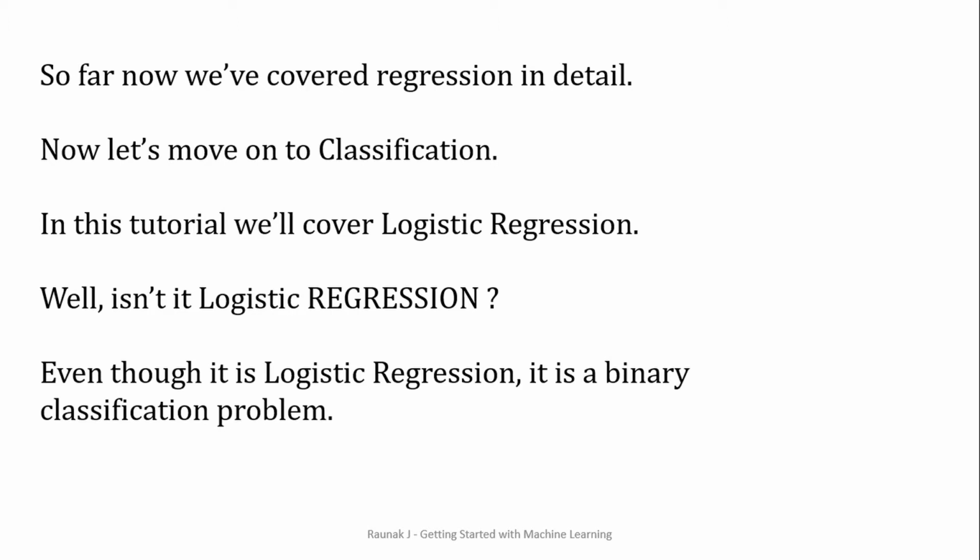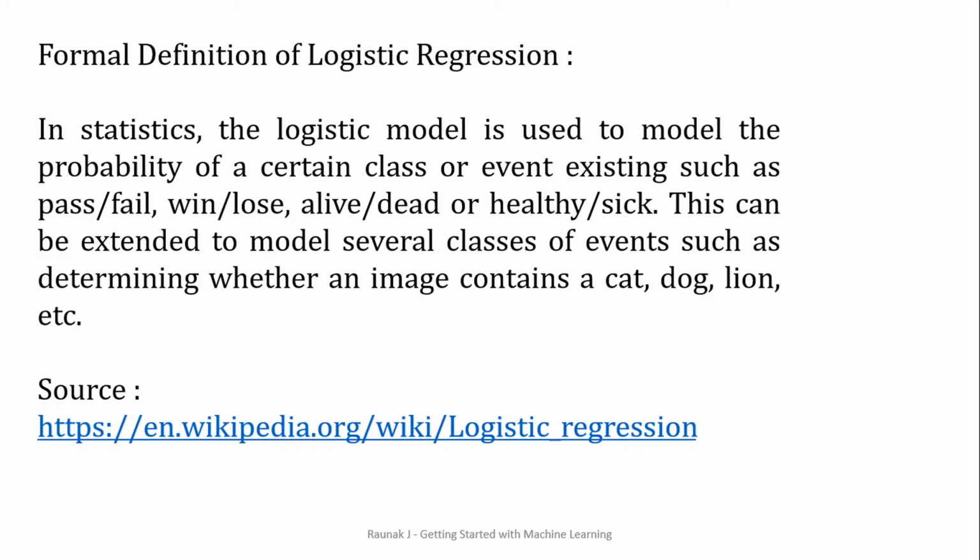Linear regression is a regression problem where you predict continuous values, and logistic regression is a binary classification problem where you classify whether a particular thing is yes or no, true or false. The formal definition of logistic regression is that in statistics, the logistic model is used to model the probability of a certain class or event existing, such as pass/fail, win/lose, alive/dead, or healthy/sick. So it is yes/no, 0/1, true/false.